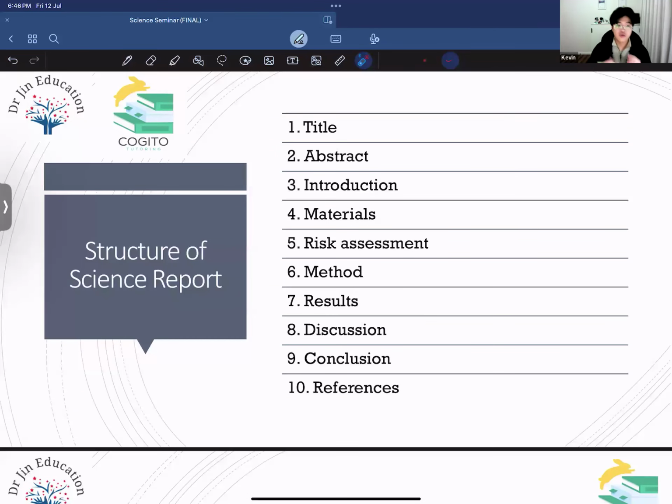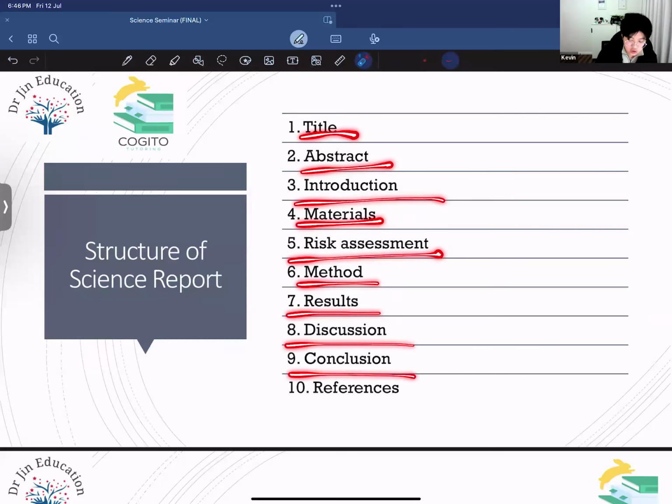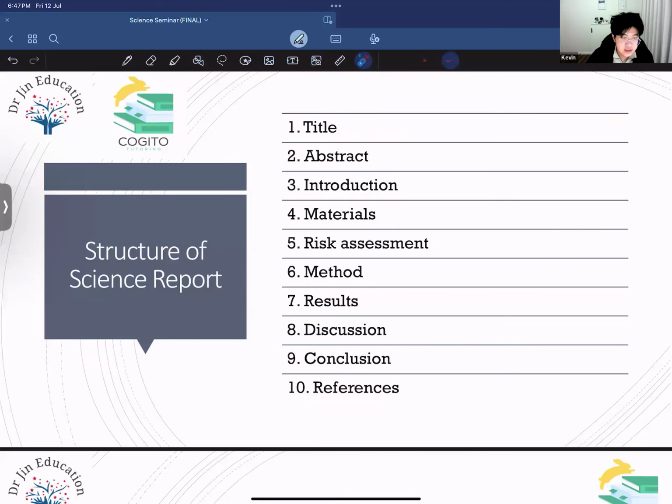The structure of a science report. It looks quite a lot, but it really isn't. A lot of this is quite simple. So there's 10 things, a nice number. Starting with the title, abstract, introduction, materials, risk assessment, method, results, discussion, conclusion, and references. We'll go through each one, and I'll give you examples of good and bad ones, so hopefully you guys can actually learn something and then maybe carry that forward in your studies, okay?